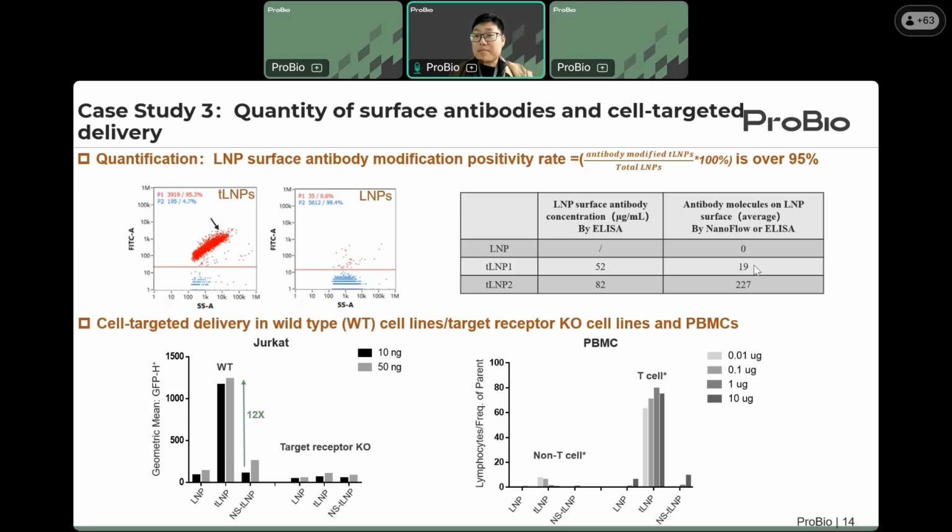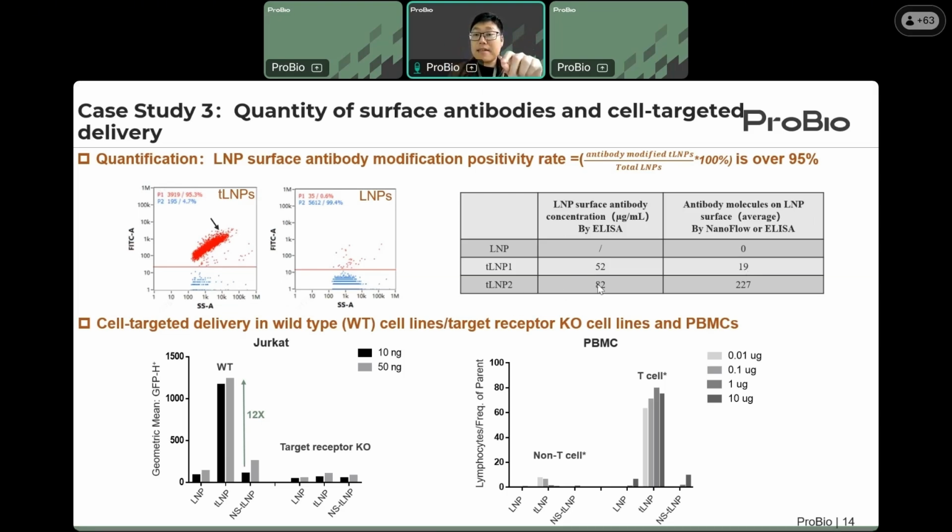And I want to also give you a very straightforward feeling about the number density of the antibody on one surface. Here we use ELISA and nanoflow to quantify how many antibodies are on one surface. You can see for this case, tLNP number 1, the concentration of the antibody is like 52, and you calculate this by simple math. You see like 19 antibodies on one LNP. Okay, this is case 1.